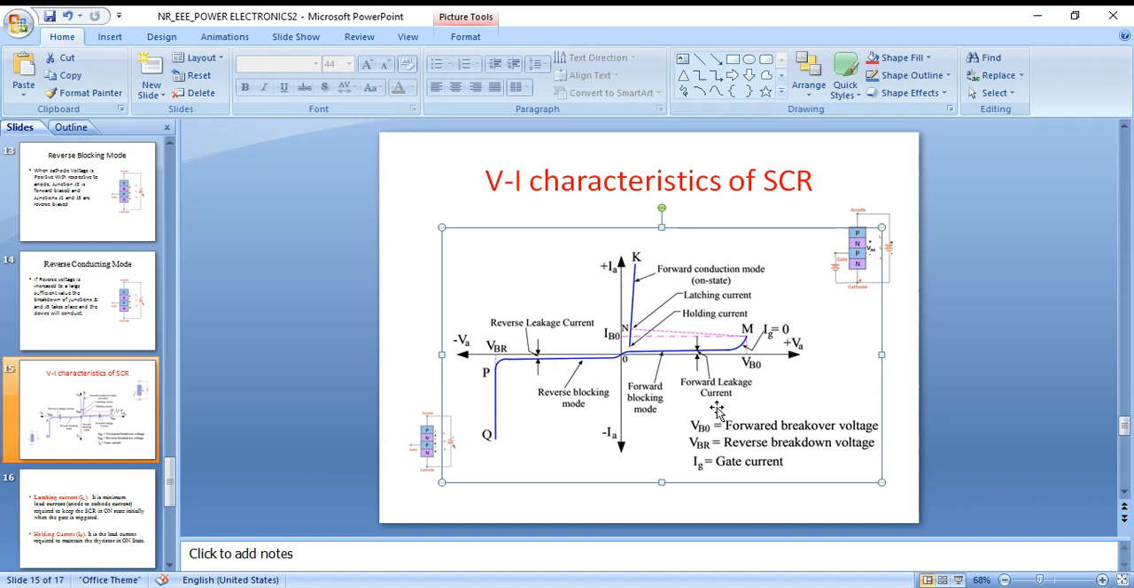Hello, my dear students. In the last lecture, we saw a brief introduction to the power electronics subject. Today, we are going to discuss one of the important thyristor family devices, the silicon controlled rectifier, its construction, and the concerned V-I characteristics of the silicon controlled rectifier in detail.